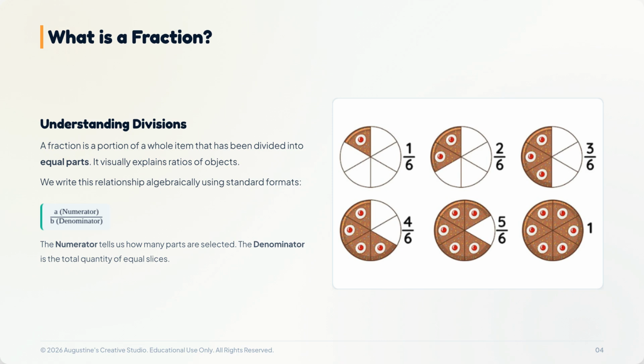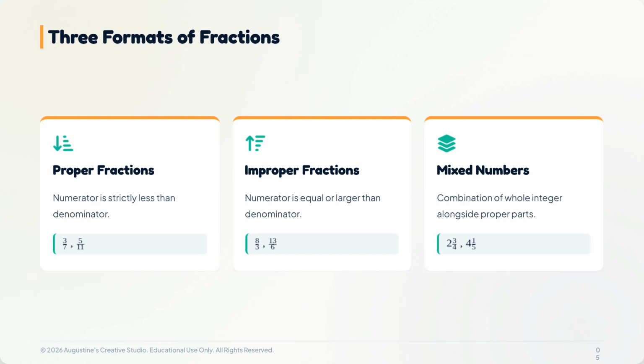What is a fraction? Simply put, it is a portion of a whole divided into equal parts. We use the numerator to count selected parts and the denominator to show the total number of slices. Fractions come in three primary formats: proper fractions, where the numerator is smaller than the denominator; improper fractions, where it is equal or larger; and mixed numbers, combining a whole integer with a proper fraction.